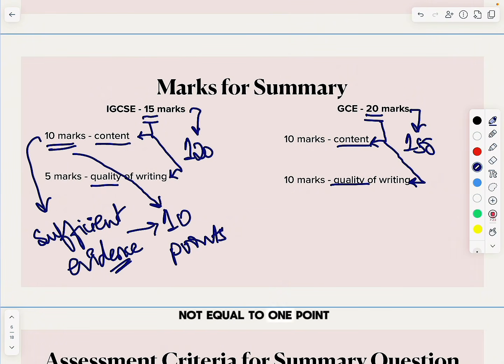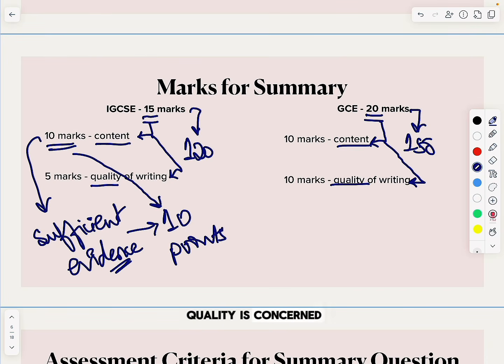So 1 mark is not equal to 1 point, because the summaries are marked holistically, which means that everything is marked together. It is just to ensure that we are giving the examiners enough evidence or data to prove that we have gone through the text, looked at the keyword in the question, and provided enough answers for them to have an idea that the question has been taken care of in a very nice manner. So that's for content.